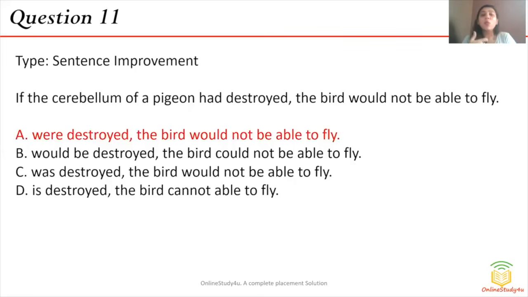Which is the correct answer? Were. If the cerebellum of a pigeon were destroyed, the bird would not be able to fly. That is going to be your correct answer option.